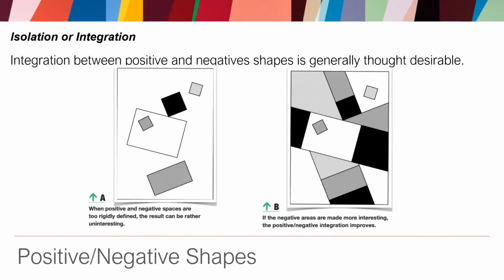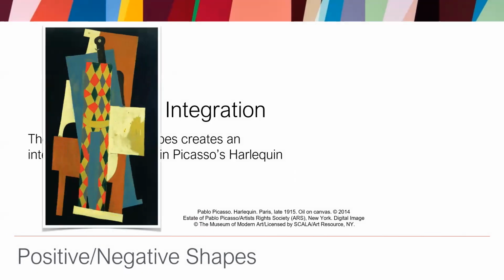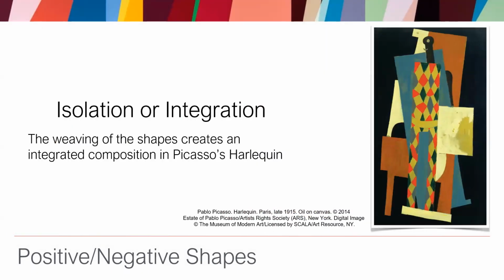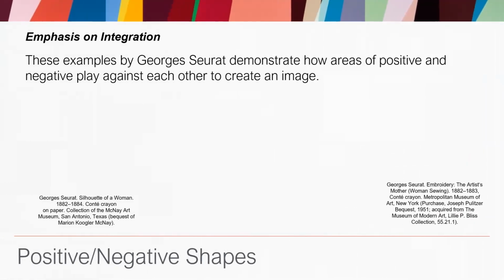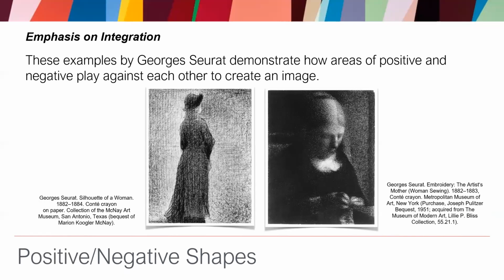So the integration between the different shapes, and you can see here the difference between here and here, where this looks more uniform to us than these shapes out there. And then here we've got the isolation or integration. So we've got different shapes in here, but these weave together to create the subject, people. So here we've got the positive and negative where they're playing against each other to create the shapes.